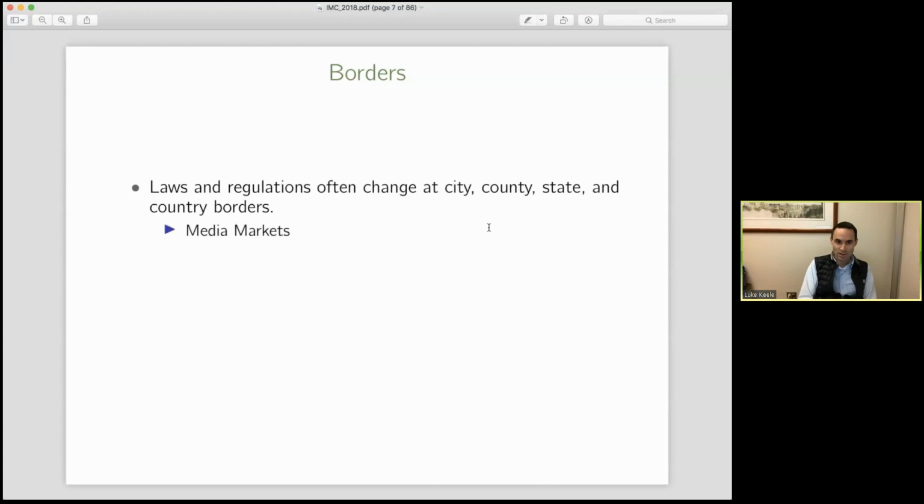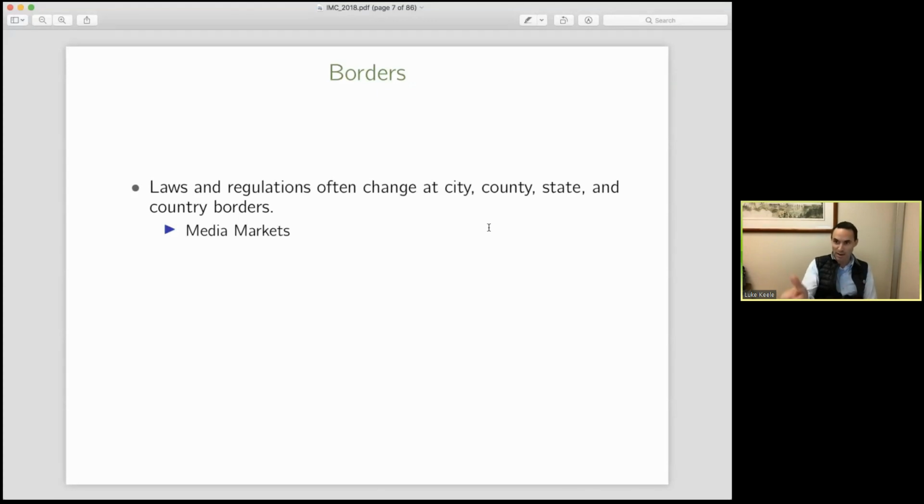laws. So one example that we looked at is media markets and the effect on turnout. That is, in the United States, people are in one media market versus another. And if you're in a battleground media market, you get lots of presidential ads. If you're not in a battleground media market, you get very few presidential ads. And there are literally just lines where the media market changes.